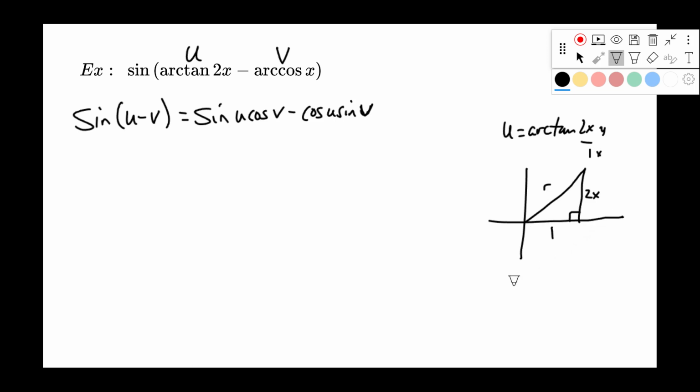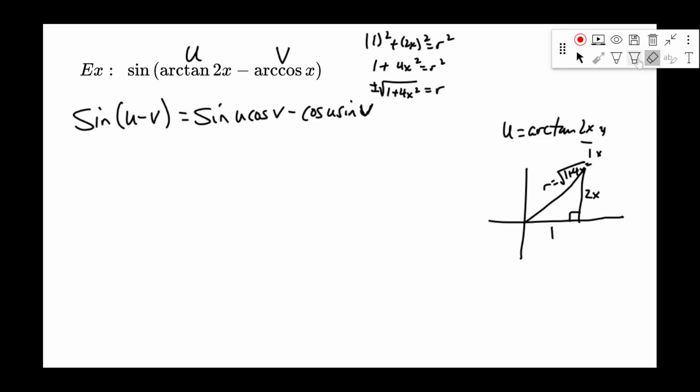Well, I could do that with the Pythagorean theorem. Let me do it over here so I don't run out of room. So I got 1 squared plus 2x squared equals r squared. So 1 plus 4x squared equals r squared. Take the square root on both sides. Technically, I need to put plus or minus, but r has to be positive. So we're going to say this is the square root of 1 plus 4x squared.